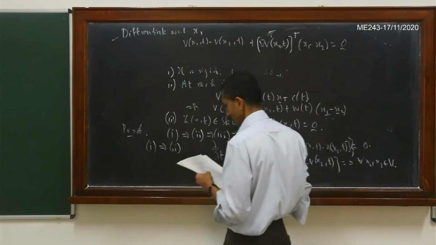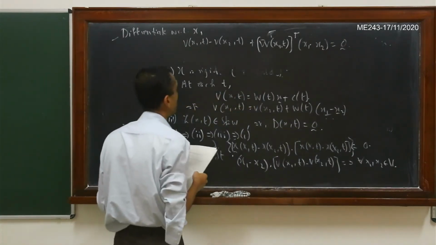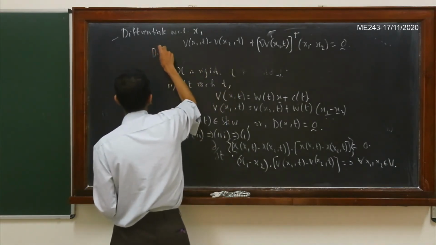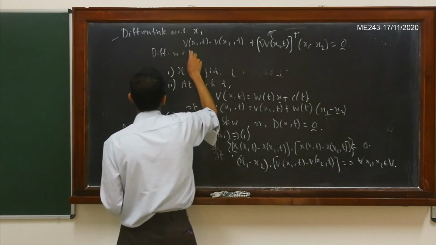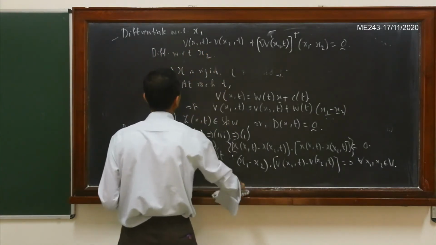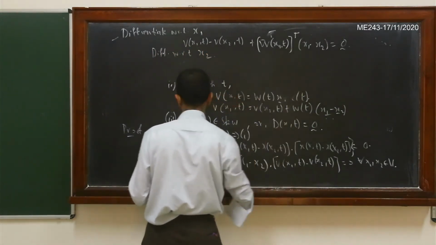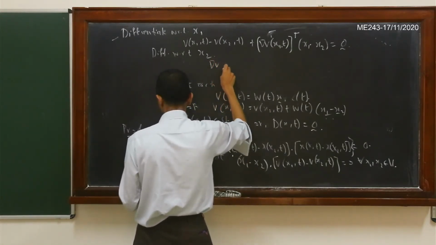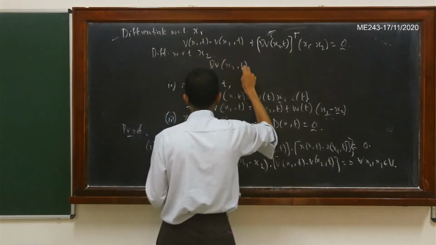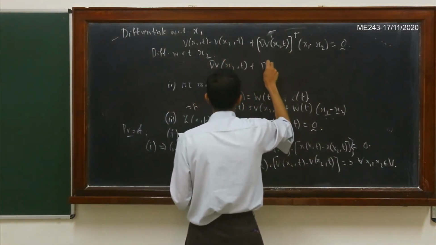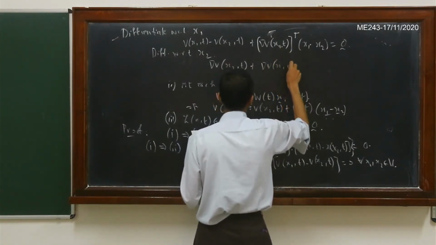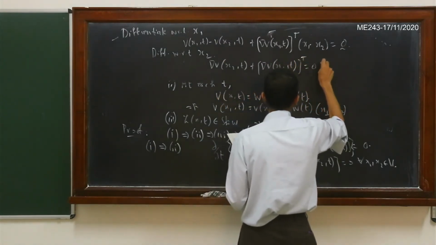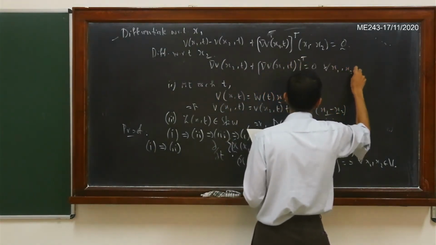Now you differentiate this yet another time with respect to x2. Then what you will get is the following: del V of x2 comma t plus del V of x1 comma t, the whole transpose, is equal to 0 for all x1, x2 belonging to V.